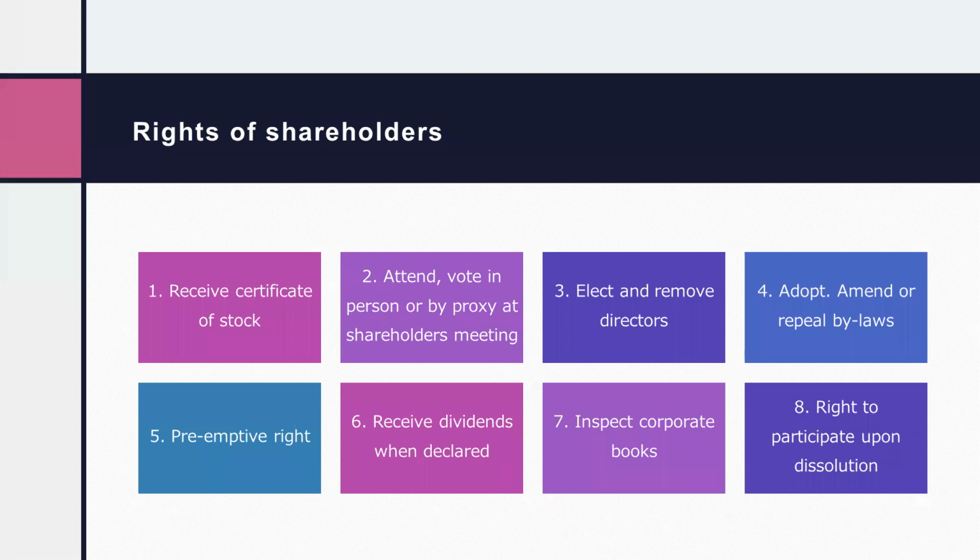Okay? Then we have the rights of shareholders. Now they have these rights: to receive a certificate of stock, so they have evidence of ownership, to attend and vote in person or by proxy at shareholders' meetings, to elect and remove directors, adopt, amend, or repeal bylaws, and preemptive right. The preemptive right is the right of the shareholder to be given priority in case the corporation issues new shares.